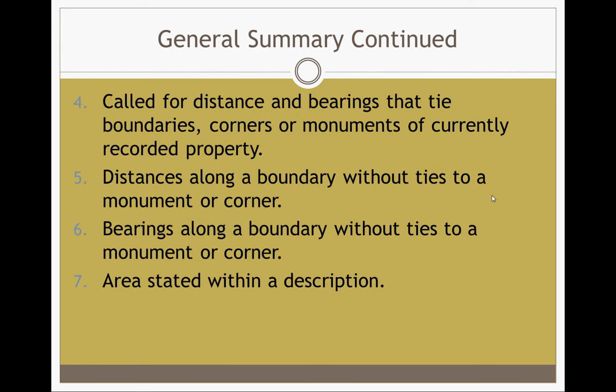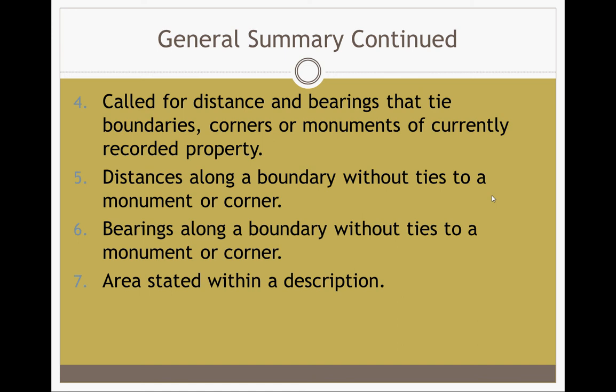Number 4, called for distance and bearings that tie boundaries or corners or monuments of currently recorded property. So if I have a tie-in using a bearing and distance, okay, to other corners or monuments based on a boundary's location, that will control at number 4. Number 5, distances along a boundary without any ties to monuments or corners. If I have a distance, the distance controls over direction.